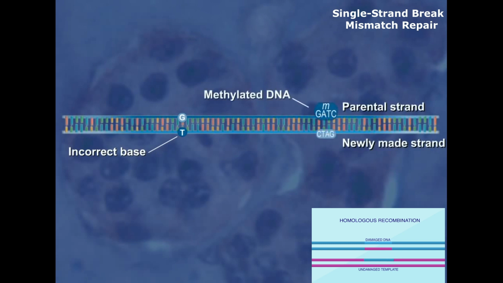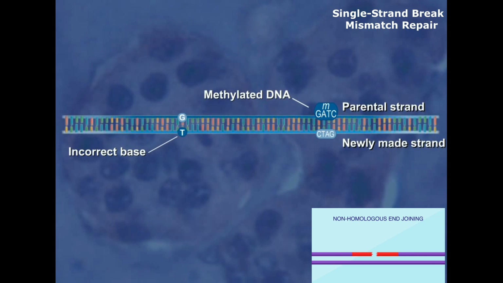HR is an error-free DSB repair pathway that is largely restricted to the S and G2 phases of the cell cycle, when an intact sister chromatid is available as a template.